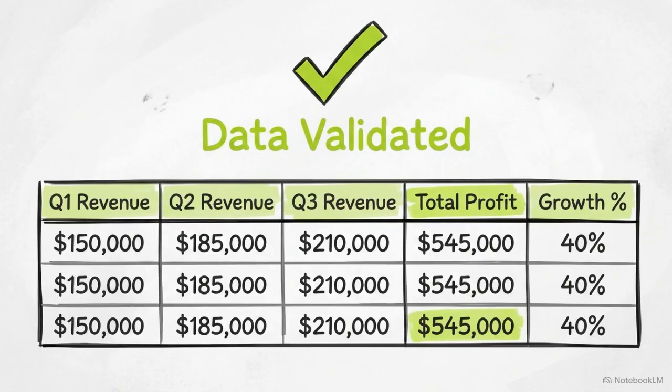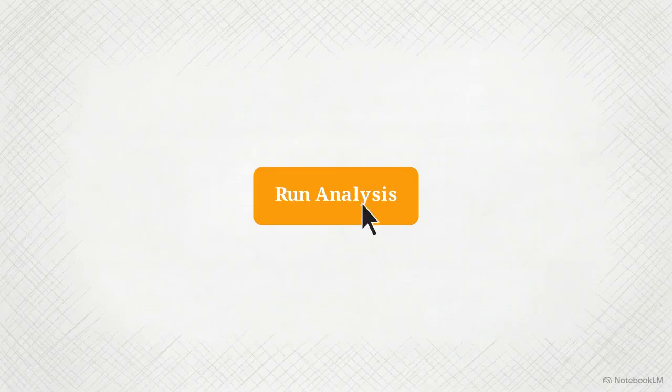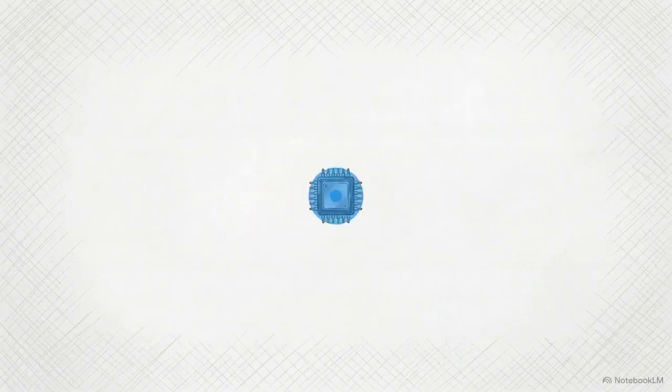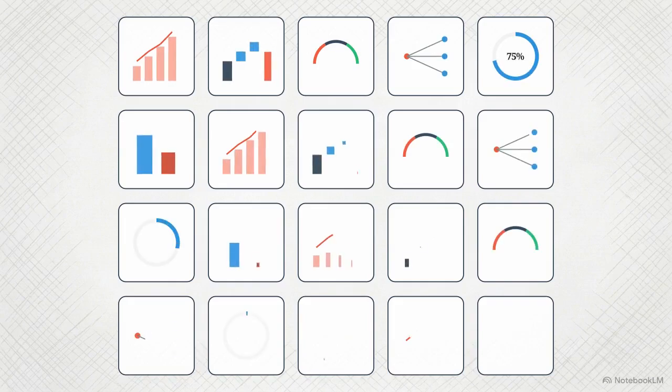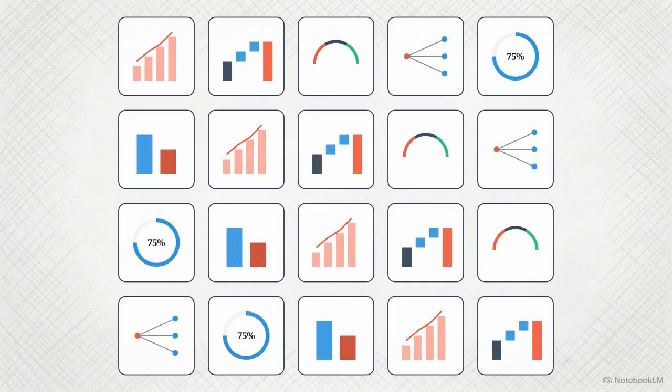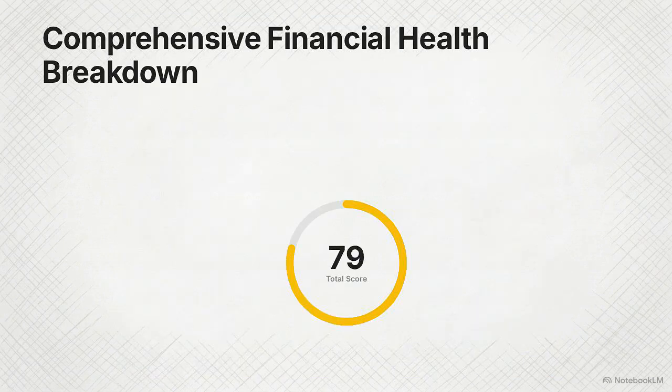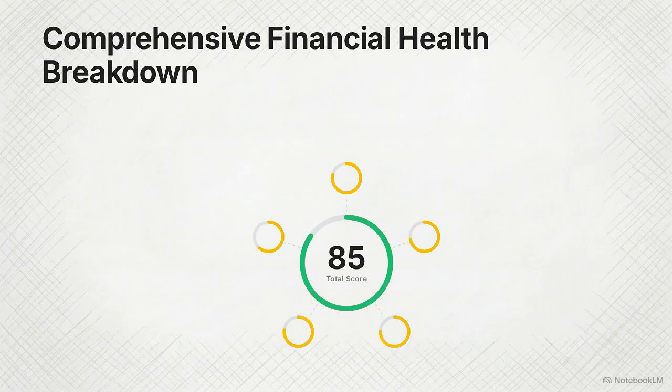Validating your data at this stage is the only way to ensure the mathematical integrity of the automated analysis that follows. Now, click Run Analysis to trigger the core engine. The platform immediately processes your data through more than 20 distinct analytical modules. The executive dashboard displays your financial health score, a 0 to 100 rating. This is a composite score built from weighted subscores in liquidity, profitability, growth, efficiency, and leverage.